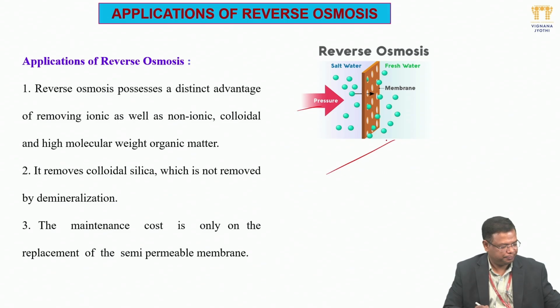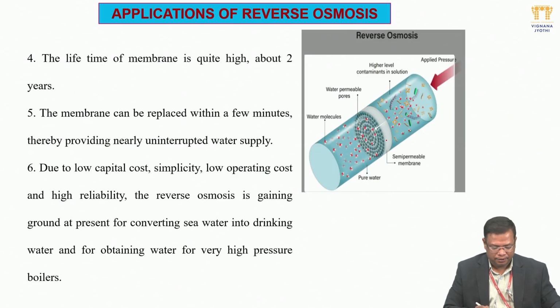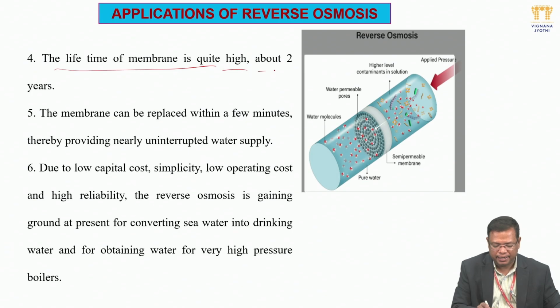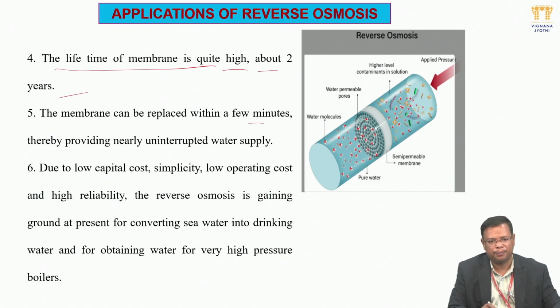You can see here. The lifetime of the membrane is quite high, about 2 years, and the membrane can be replaced within a few minutes, thereby providing a nearly uninterrupted water supply. Due to the low capital cost, simplicity, low operating cost, and high reliability, reverse osmosis is gaining ground at present for converting seawater into drinking water and for obtaining water for very high pressure boilers.